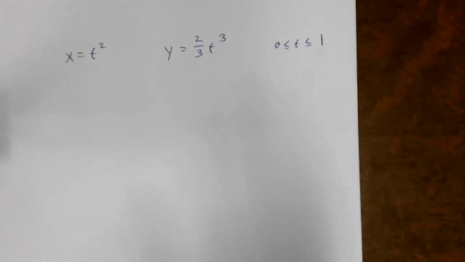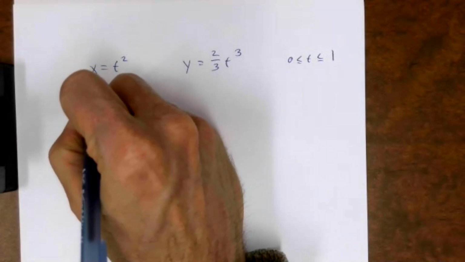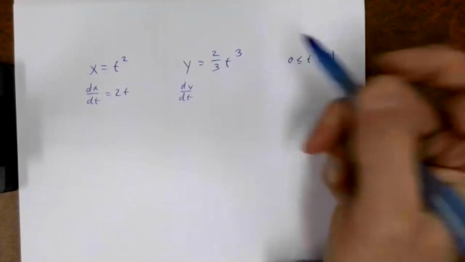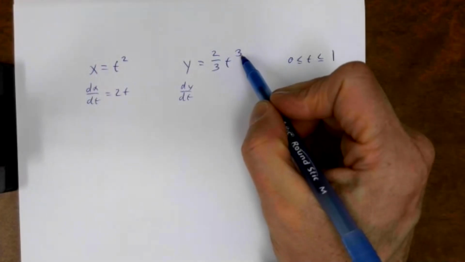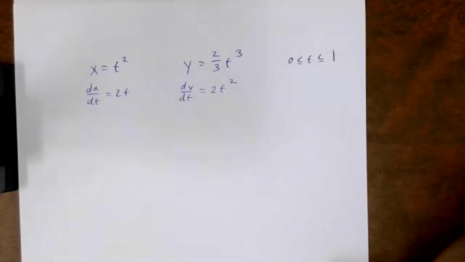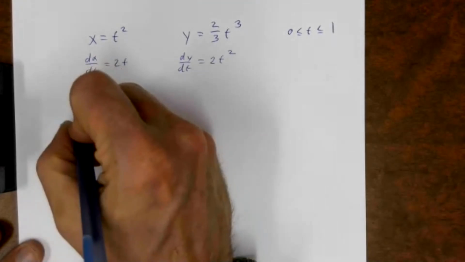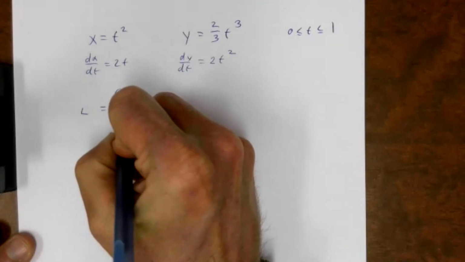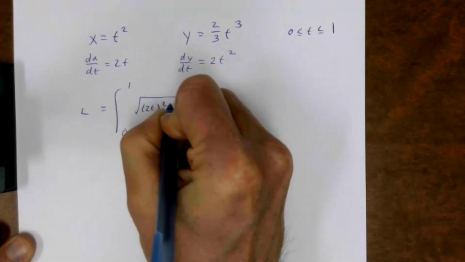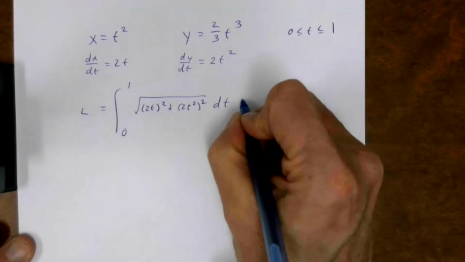So let's do the derivatives first. dx/dt would be 2t. And then dy/dt, you're going to get 2t squared, because 3 times 2/3 results in 2, and then reducing the exponent by 1 gives me t squared. So let's set up this arc length. It's going to go from 0 to 1 of the square root of (2t) squared plus (2t squared) squared, dt.